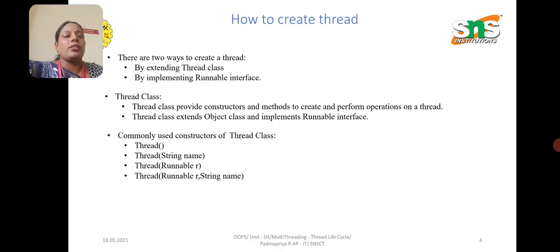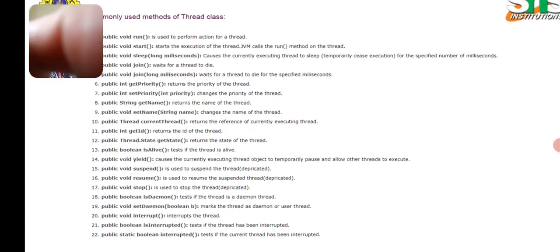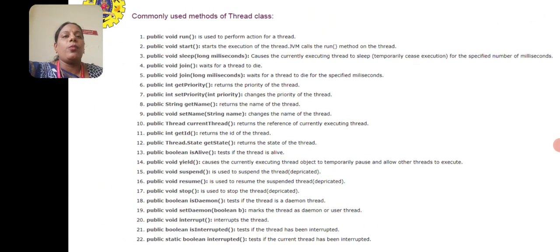Commonly used constructors of the Thread class: Thread(), Thread(String name), Thread(Runnable r), and Thread(Runnable r, String name). Commonly used methods of the Thread class: public void run() is used to perform an action for a thread. Public void start() starts the execution of the thread. JVM calls the run method on the thread.